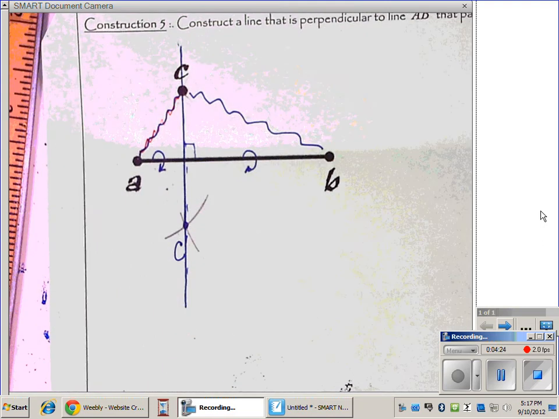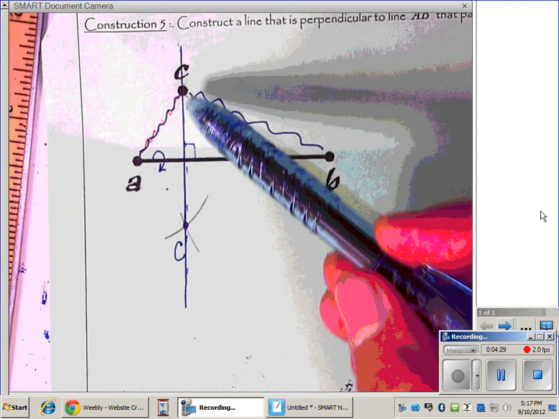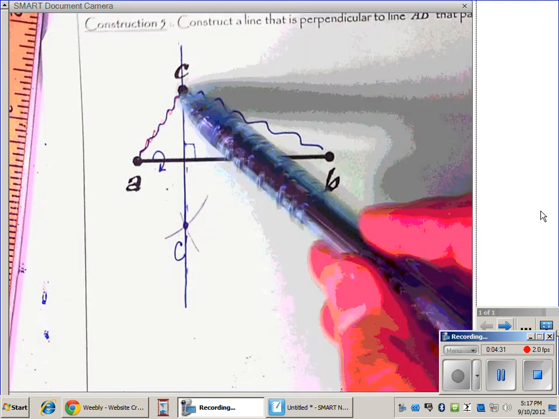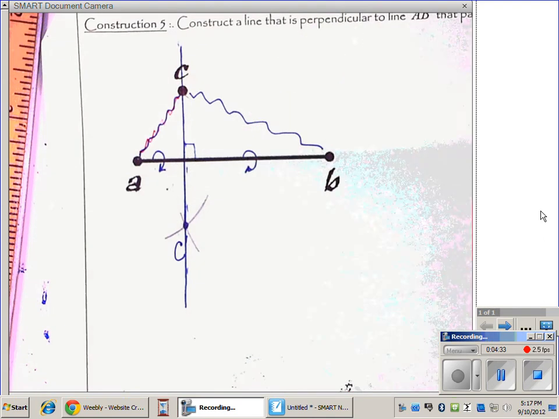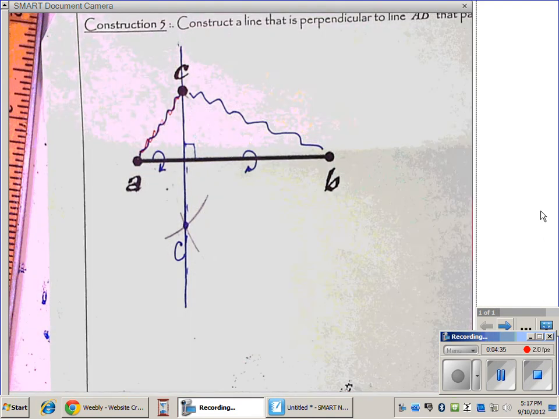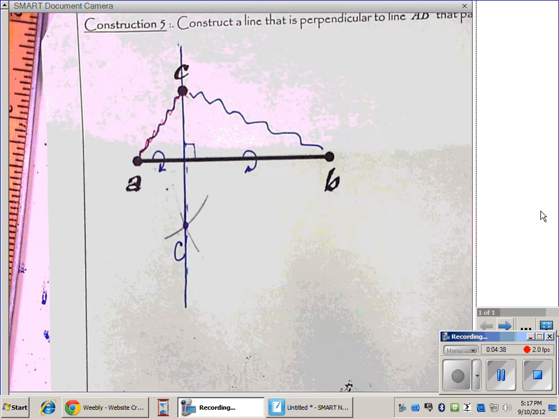Okay, so again, reflection was really the key here. If you can view this as a reflection, and a reflection is just copying distances, but in this case below AB, we can quickly construct this line. In fact, I think we can even recycle that thinking, moving on to construction 6.